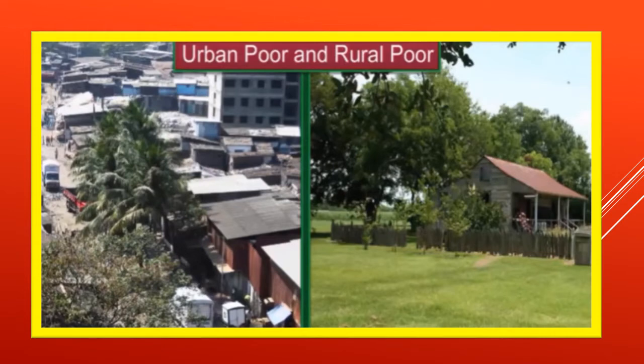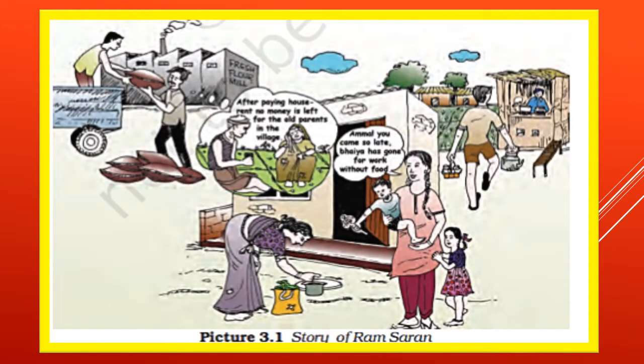Not all people living in cities are rich, and not all people living in villages are poor. Poverty exists even in urban and rural areas. Now let us look into the story of two people, one who lives in the urban area and the other who lives in the rural area. Now let us do a case study of an urban area.